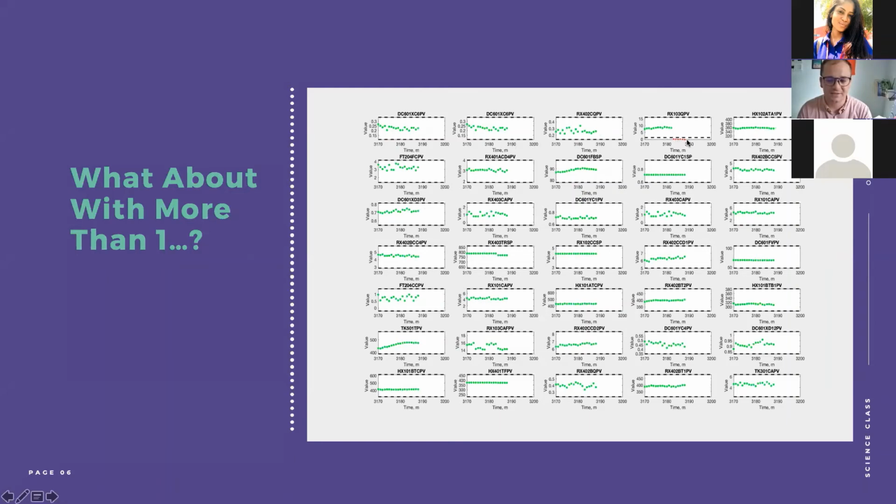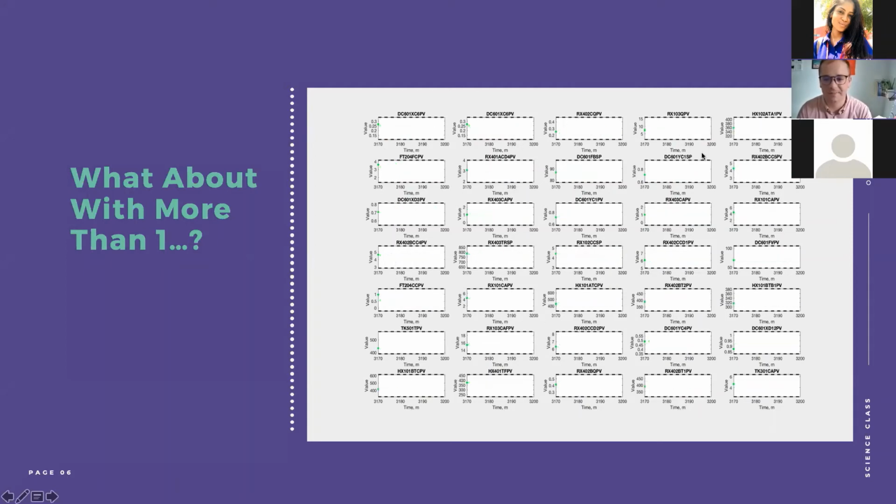See the red x's? This is 35 different graphs, I'm sorry. Out of 35 different graphs, only one went wrong, but it's really hard to see.